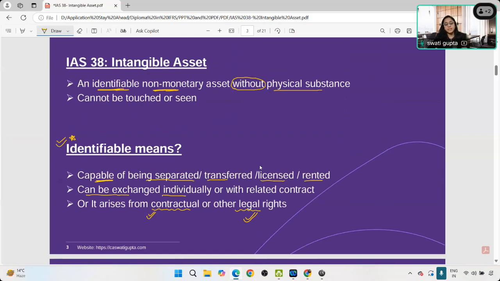We are saying that identifiable means it should have a separate individual capacity so that it can be bought and sold, licensed, or rented individually, or maybe along with any other asset. Secondly, very importantly, it can arise out of any contract or out of any legal right.